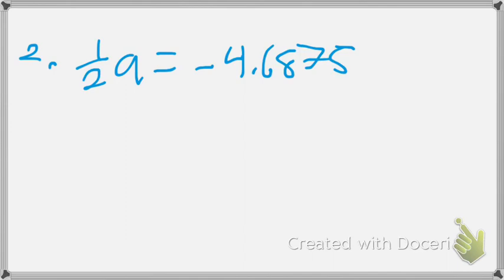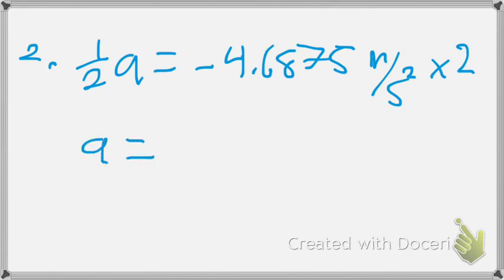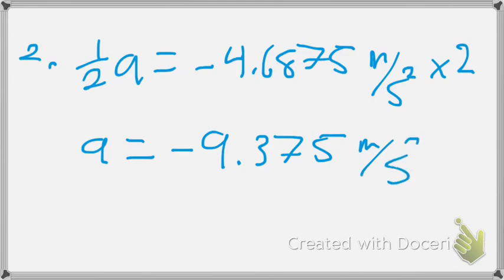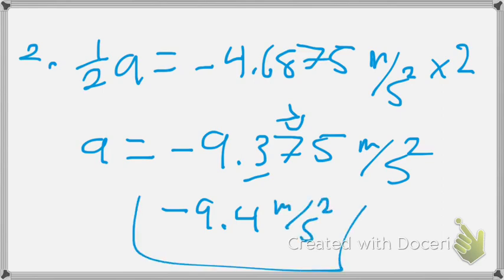Oh, and sorry, we did wind up with a unit of meters per second squared, which is how we know we're on the right track. Take this times 2, and we come out with acceleration being roughly negative 9.375 meters per second squared. If we look back to our original, we should only have 2 significant figures, so we will round this to negative 9.4 meters per second squared.